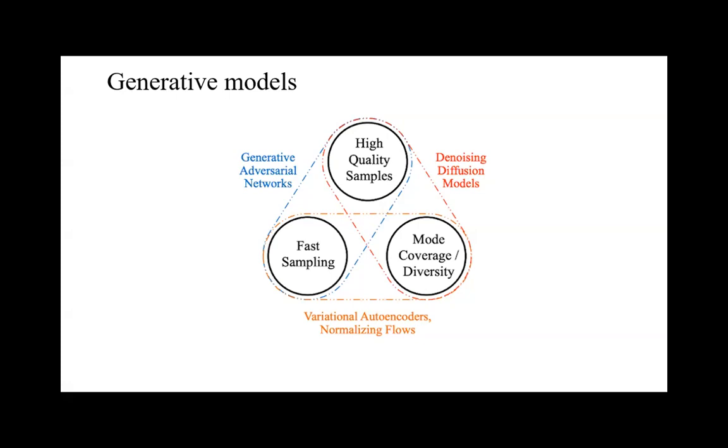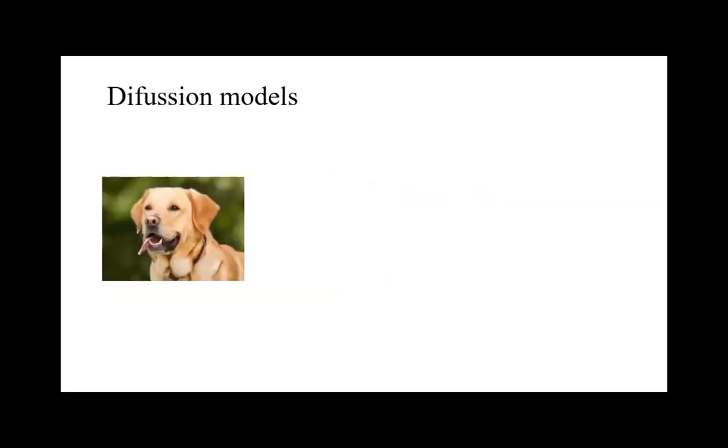And finally, we have the denoising diffusion models that combine high quality samples with a lot of diversity, but they fail at fast sampling. I'm going to show why this is an issue, and the paper that I'm going to explain solves this problem: the computation time and the software requirements.